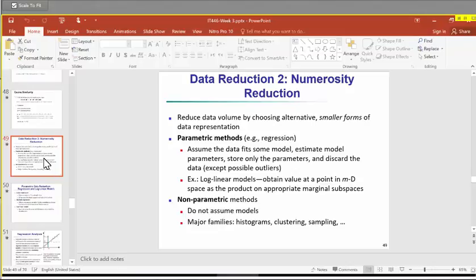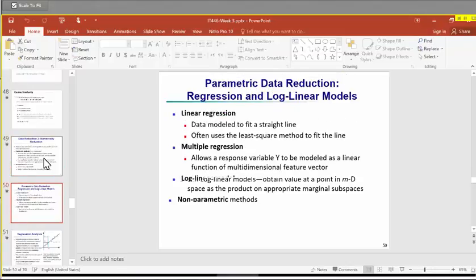So if a question comes in the examination, what is the difference between parametric and non-parametric methods of numerosity reduction, you can say that one is based on some model and the other is not based on some underlying model.